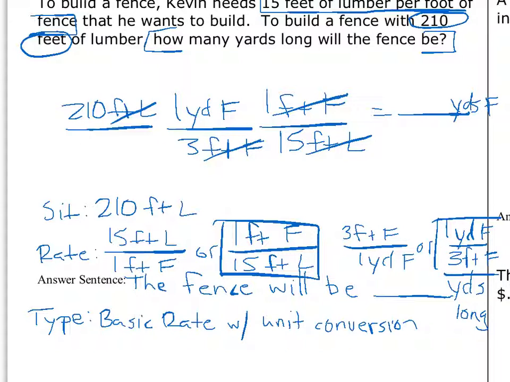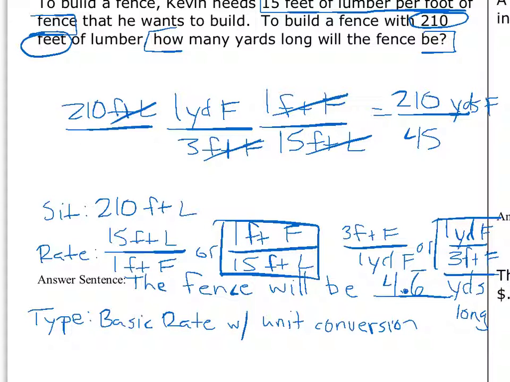So we're going to multiply top times top times top. That's 210 over bottom times bottom is 45. So we get 210 divided by 45, and I'm going to save you the math because I want to save some time. I know that's 4.6 repeating yards of fence.